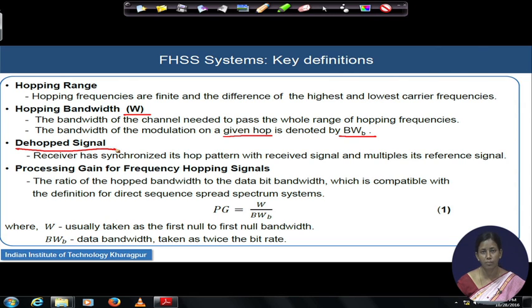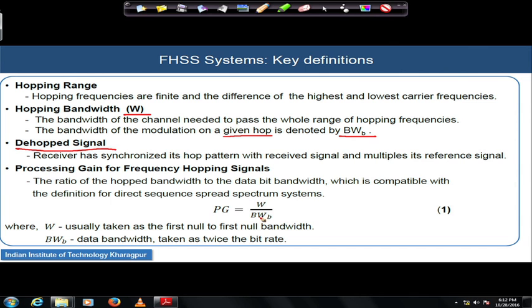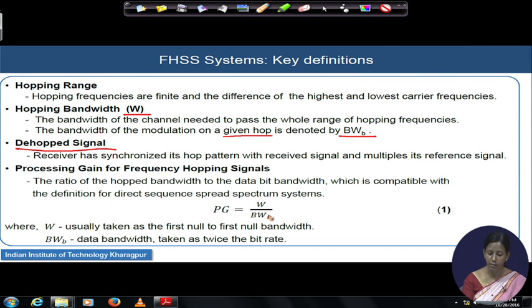Similar to the direct sequence spread spectrum system, here also we will be interested to know the definition of the processing gain. Remember, the fundamental of a spread spectrum communication system is that whenever you are spreading over a given bandwidth, you will always end up with a processing gain associated with it. The processing gain here will be defined by W divided by the bandwidth of the modulation W_B, where W is the first null to null bandwidth of your available channel, and W_B is the data bandwidth, that is also taken as twice the bit rate.